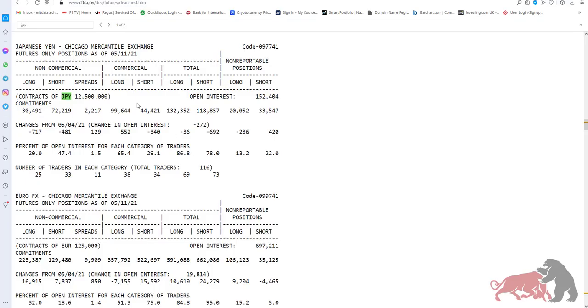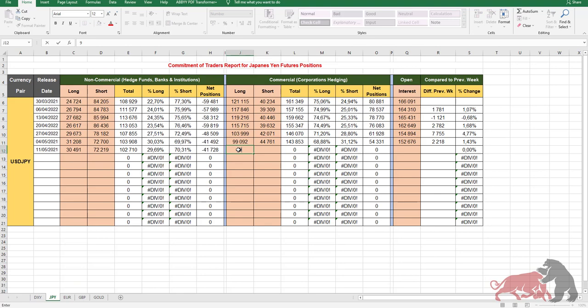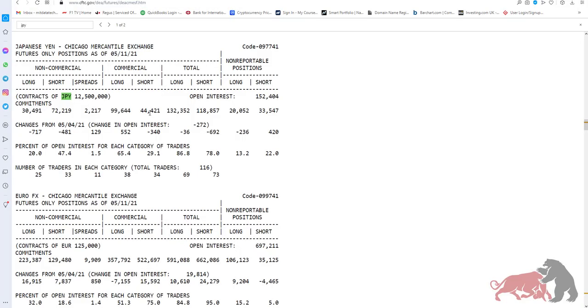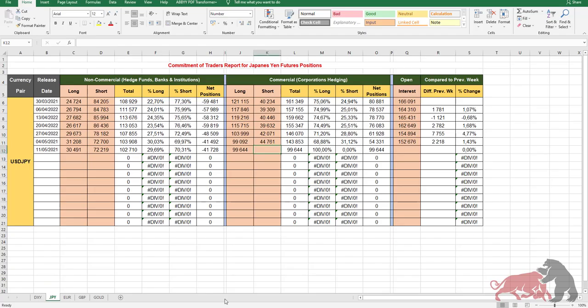Now looking at the commercials, they're holding 99644 longs. They've increased their long exposure, and then short, they're holding 44421. They've taken profits on their short exposure. These guys are looking to trade long, and these are the guys that we follow.